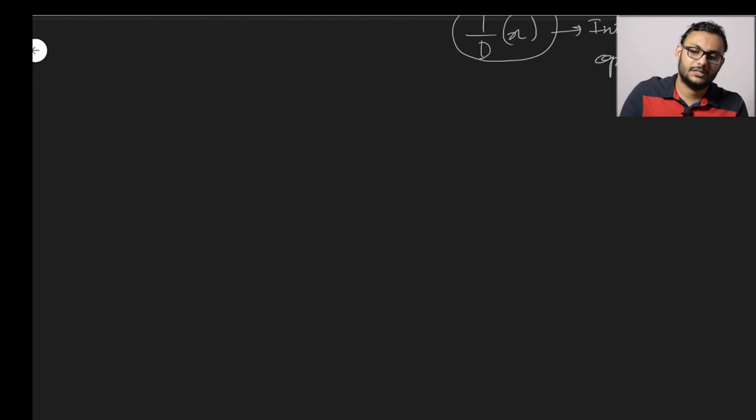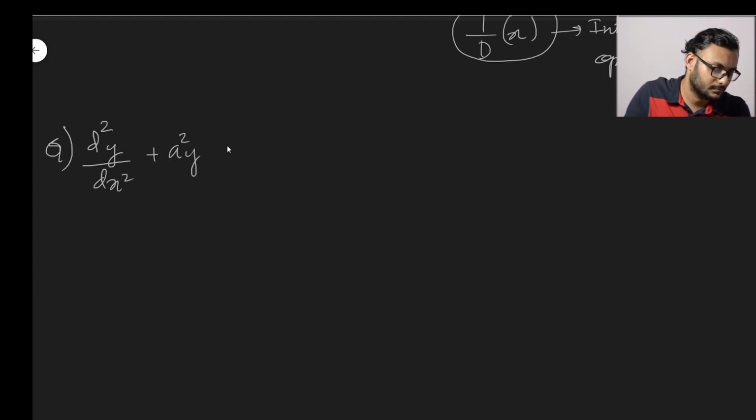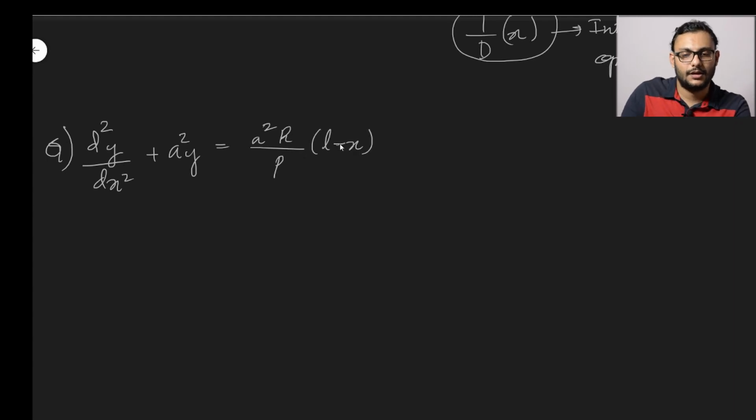So, solve the differential equation d square y by dx square plus a square y equal to a square r by p into L minus x. Here a is a constant, r is a constant, p is a constant and L is a constant. A, r, p and L are constants.